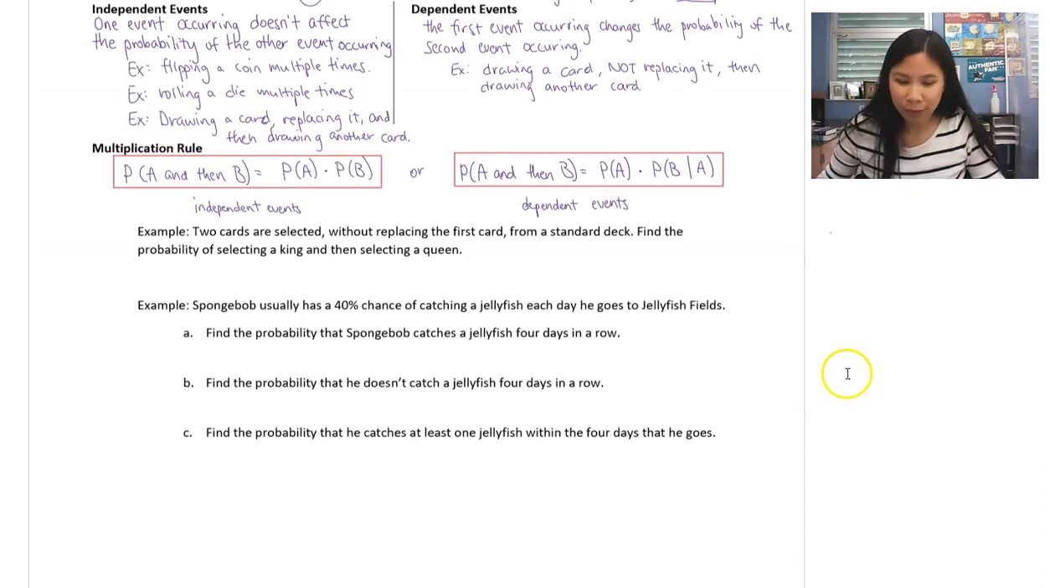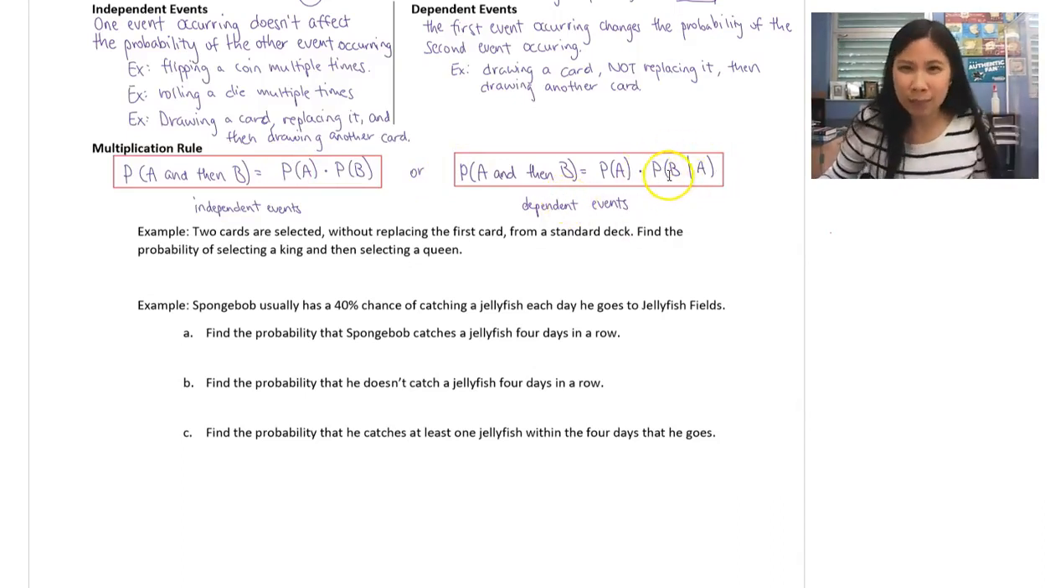So the multiplication rule says that the probability of A and then B, like if you're going to do event A and then follow up with event B, you would just multiply the probability of A with the probability of B. It's a little bit different depending on whether you have independent or dependent events. If you have independent events, you just multiply the two probabilities together. Easy, done. If you have dependent events, the probability of B is going to change.